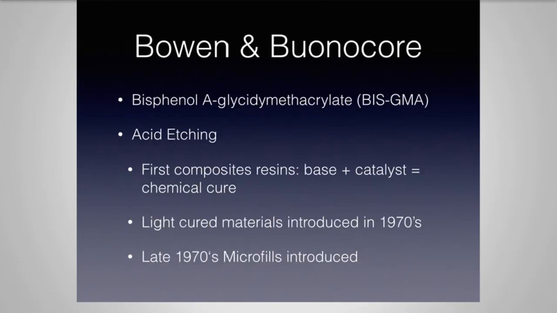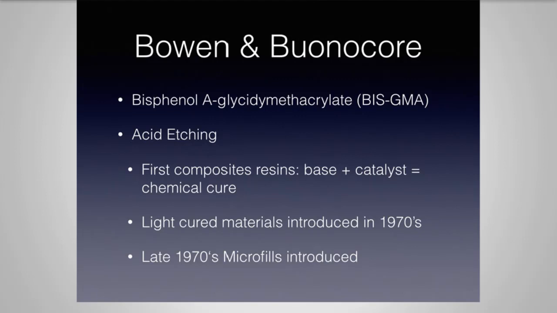When we think back on what Bowen and Buonocore did, and their independent yet important studies that came together over the course of time, with Bowen with his creation and discovery of bisphenol A, bis-GMA materials, and Buonocore with the acid etching of enamel. That's how it all began. And without these two gentlemen, these giants in the sciences of composite restorations, we wouldn't be anywhere we are today.